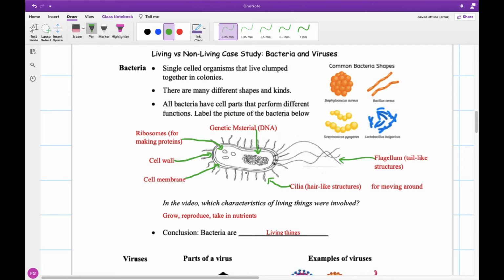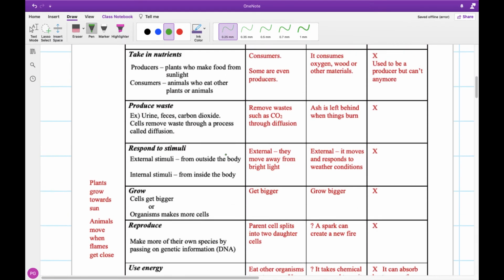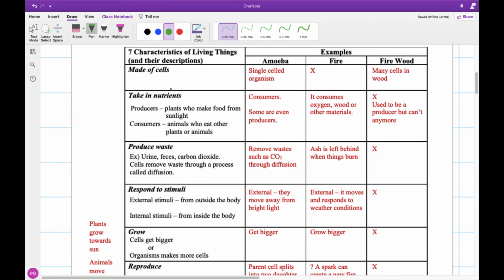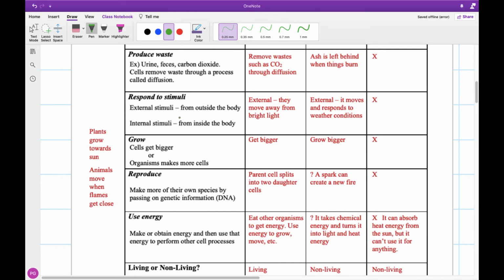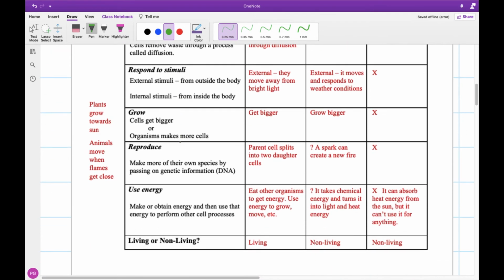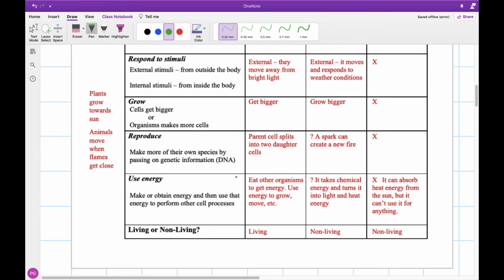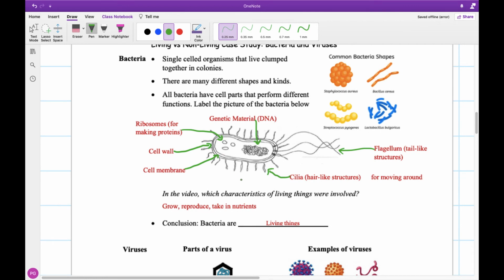Now I'll post a video later about bacteria and viruses, but these all grow, reproduce, they take in nutrients, they get rid of waste, they respond to their environment, they can move around and go closer to food or away from danger. And if we go through our list of all of these different parts, it's a cell, the entire thing is a cell, it can take in nutrients, produce waste, responds to the stimuli around it, it can grow and then eventually reproduce, and it uses energy to complete these processes. So bacteria are clearly a living thing.